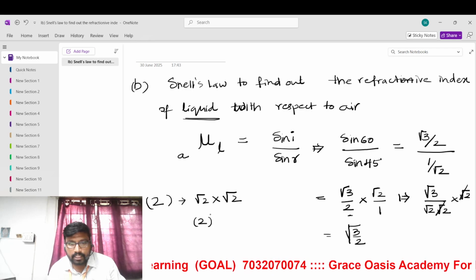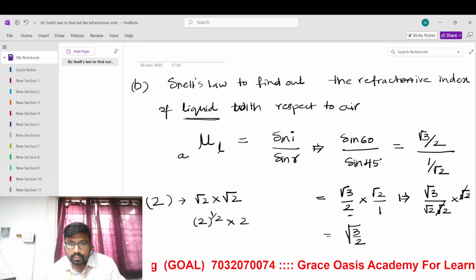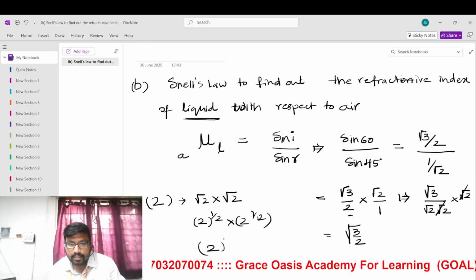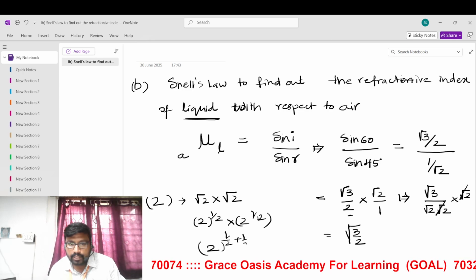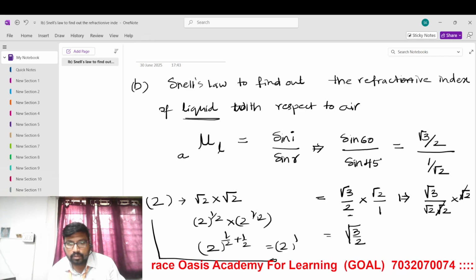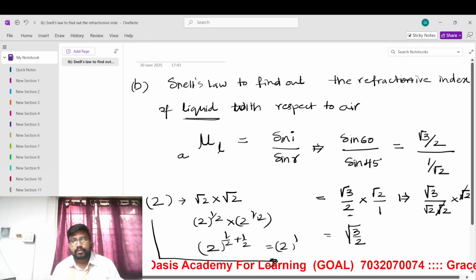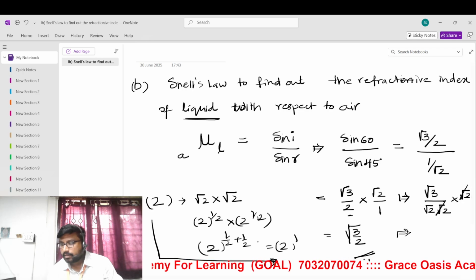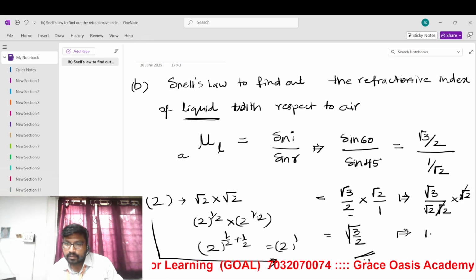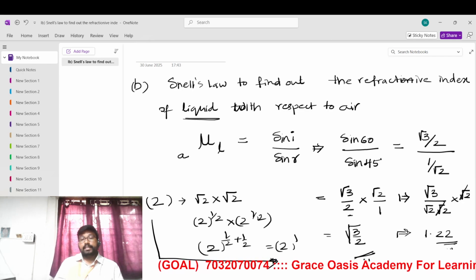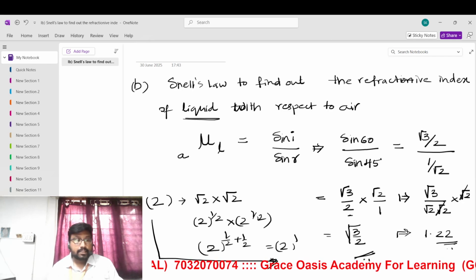Root 2, why? Because this is 2 power 1 by 2, and this is 2 power 1 by 2. So if your bases are equal, the powers should be added. 1 by 2 plus 1 by 2, what will it become? 2 power 1. It is the same, no? So that's why we have added this conversion, right? So you can further do it as 1 by 1.22, right? Please note it down.